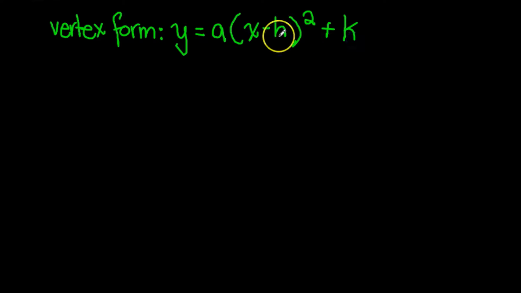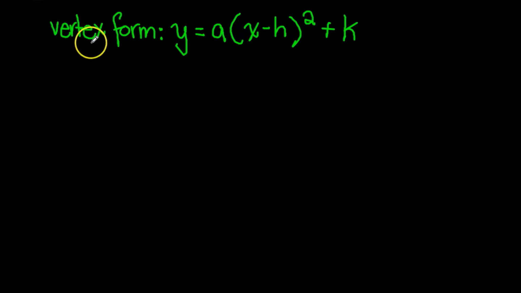So now we're back just to look at a new type of form, and this one is called the vertex form. So vertex form looks like this: y equals a(x minus h) squared plus k. And we're going to talk about what these different values are.